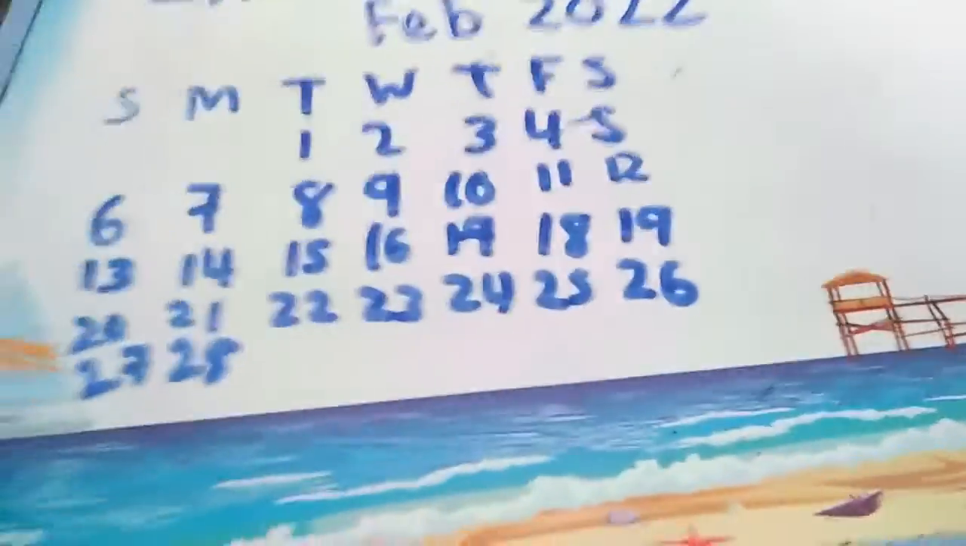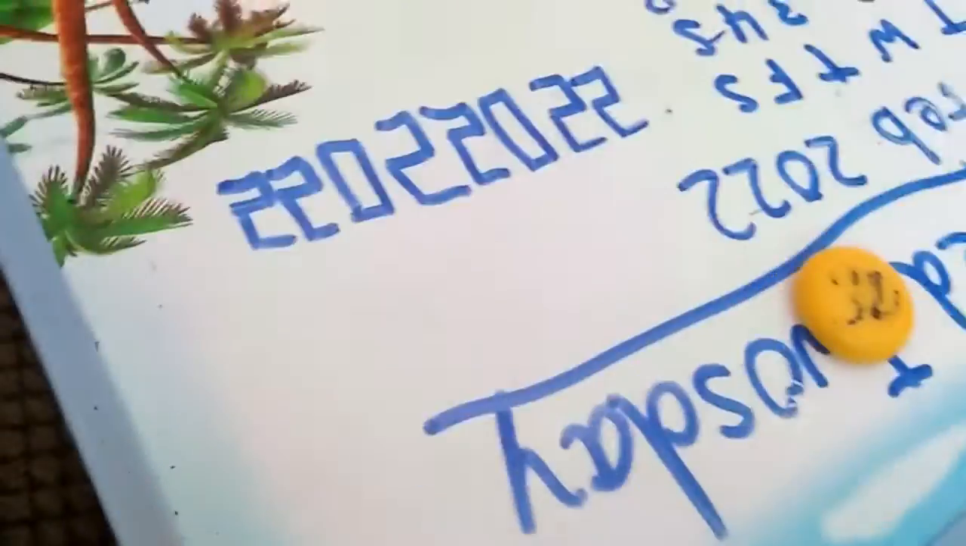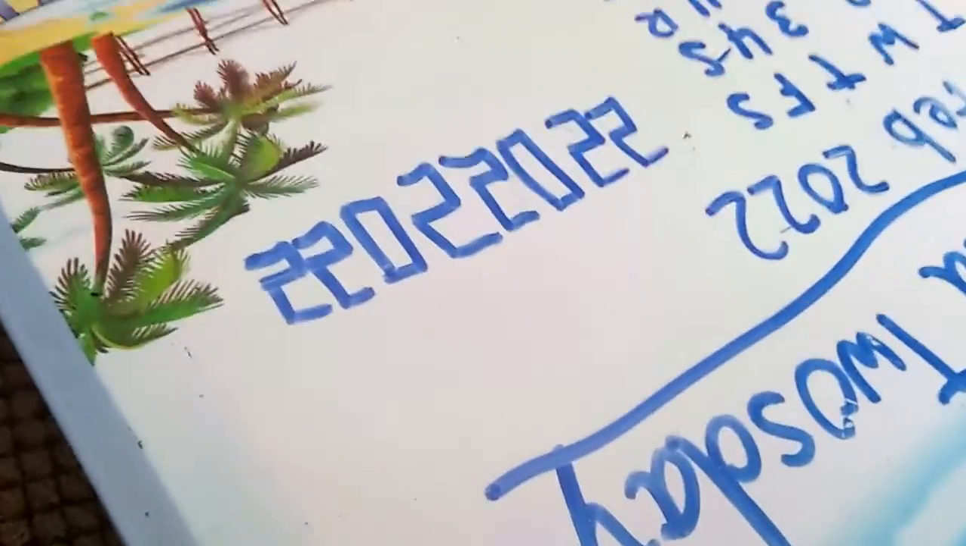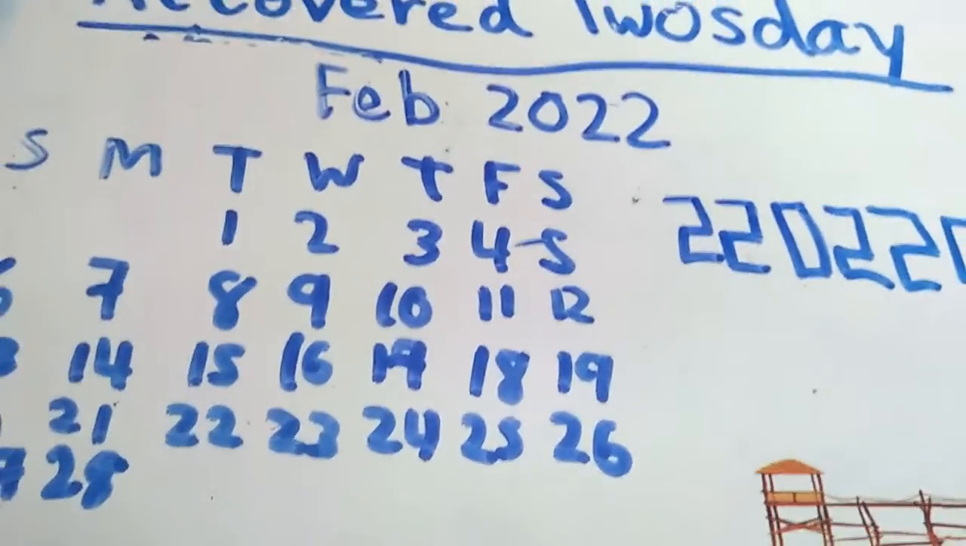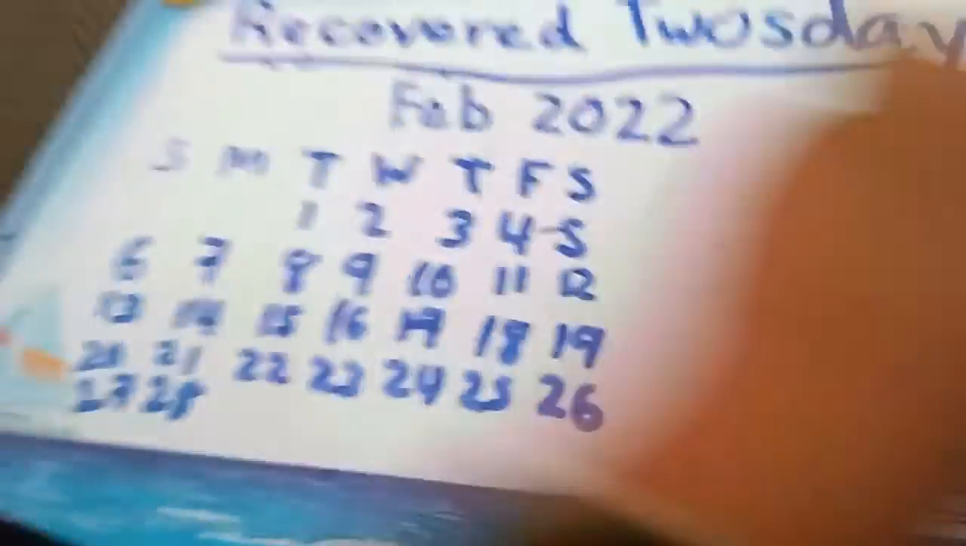Now if I write this in digital style, Tuesday is the same when it is upside down: 2-2-0-2-2-0-2-2. Rotate this by 180 degrees, and you'll find that it reads the same from left to right and even upside down. This is because Twosday is a special day, but the Recovered Twosday is also a special day.